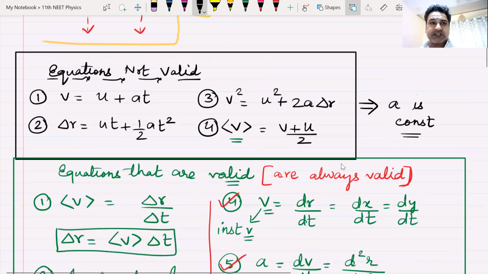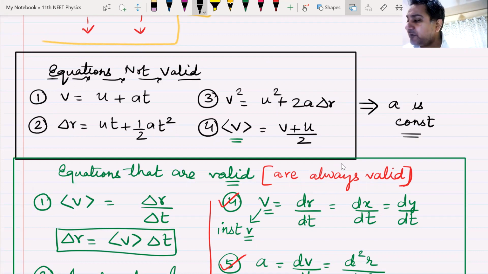Then we had equations in black, valid when acceleration is constant. v is equal to u plus at. Delta r is equal to ut plus half at square. v square is equal to u square plus 2a delta r. Average velocity is (v plus u) by 2. These equations are only valid when acceleration is constant. And remember, these equations must be used with sign conventions.